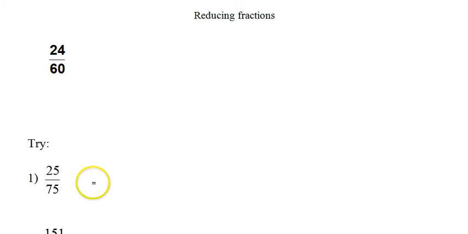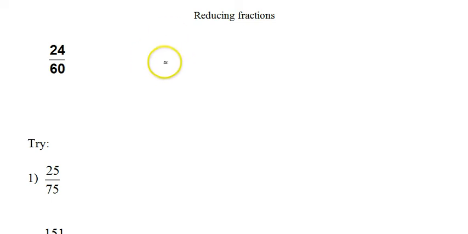Alright, reducing fractions. This is when we get to use what we just learned about equivalent fractions, and this is one of its applications. So what reducing means is to take a fraction and make it, we're not actually making it smaller. It's the same exact size fraction. What we're doing is trying to get it to where the numerator and the denominator have no more common factors. Nothing left that we can actually divide out of them.